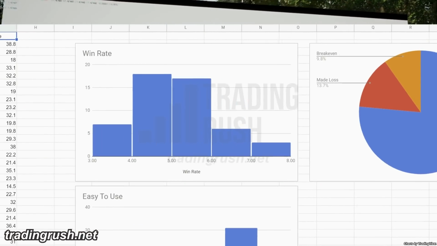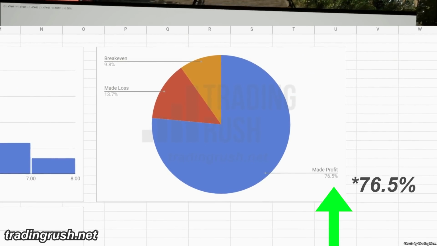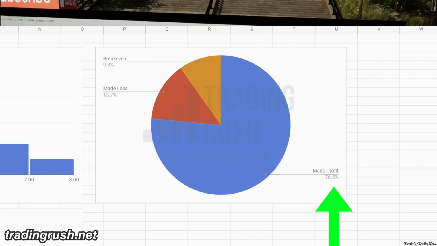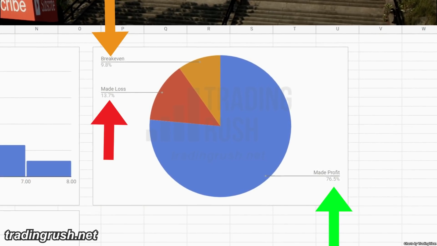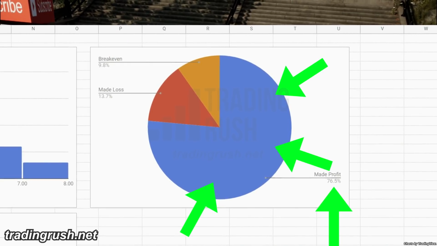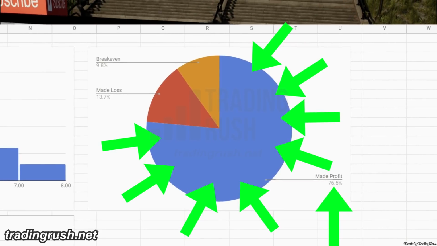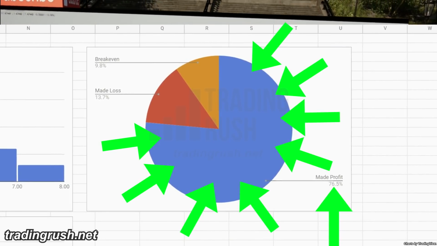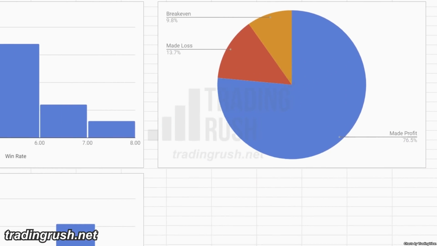But the results get more interesting. If we plot the same data using a pie chart, we will see that 76.6% of strategies made a profit, 9.8% got a break-even percentage, and only 13.7% actually lost money. This means that 86.3% of trading strategies didn't make a loss. But apparently, 90% of traders lose money in trading. We will get to that in a moment, but watch this.